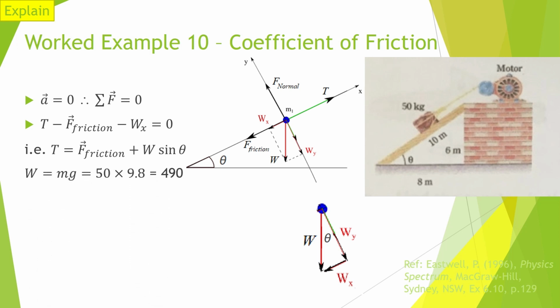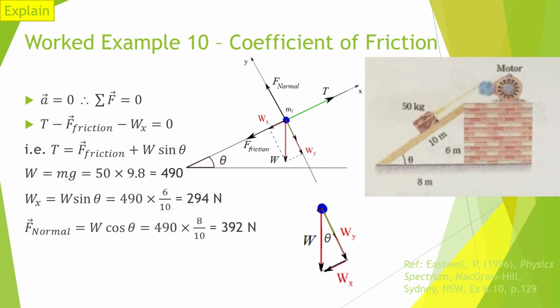So W equals mg, which is 50 times 9.8 or 490 newtons. Wx, so that's the component of the weight in the x direction. Remember, x is down the ramp, is W sine theta. So it's 490 times 6 over 10, which is 294 newtons. The force in the normal direction, that's in the y direction at right angles to the x direction, is W cos theta, which equals 490 times 8 on 10, which equals 392 newtons.